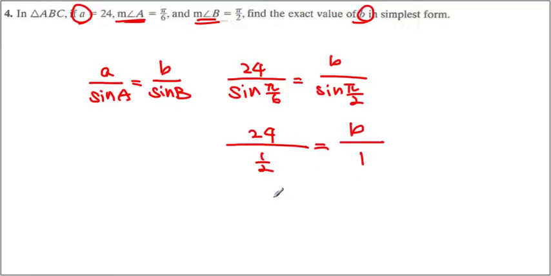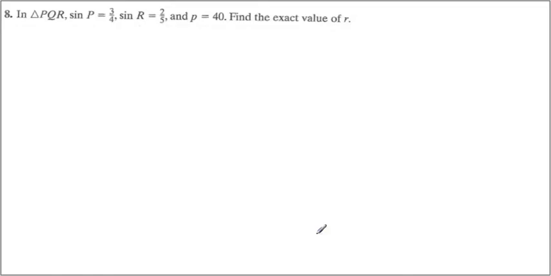That means 24 is equal to 1/2 B. If we multiply by 2 on each side, B would be equal to 48. And that becomes our answer. Now, we have two sides and the angle, two sine ratios, and the length of one side is given.